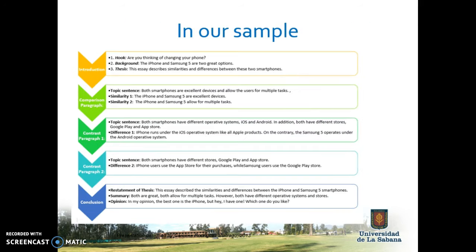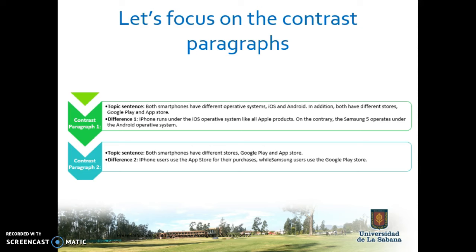Let's see how. As you may remember from our outline sample, we are comparing and contrasting 2 smartphones, an iPhone and a Samsung Pi. On the one hand, in our comparison paragraph, we presented the 2 similarities between the 2 phones. On the other hand, we have 2 contrast paragraphs to present the differences between these 2 devices. Let's focus on the contrast paragraphs. The first difference is the operative systems, and the second difference is the app stores.